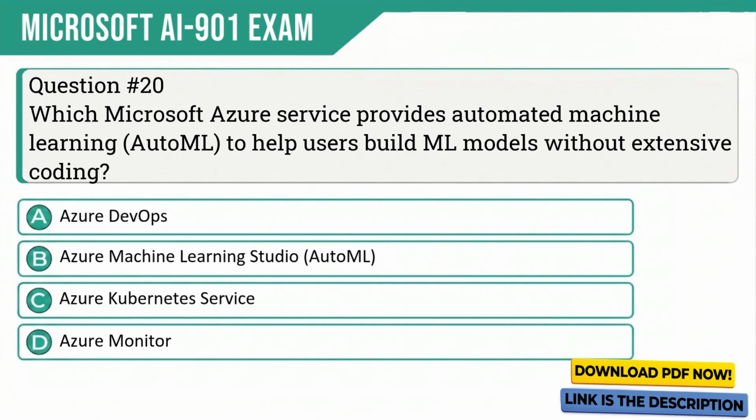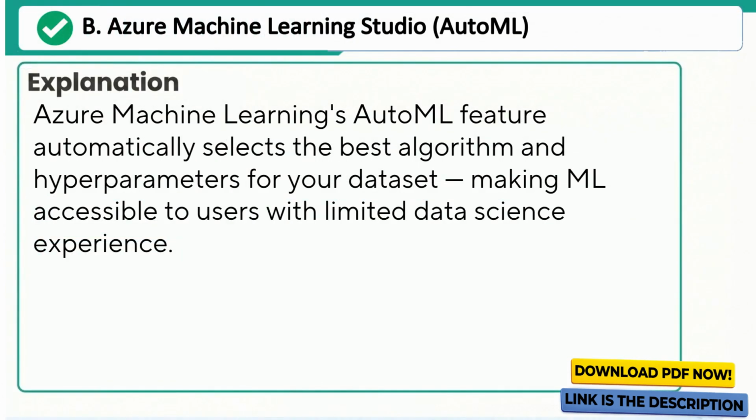Question number 20. Which Microsoft Azure service provides automated machine learning, AutoML, to help users build ML models without extensive coding? A. Azure DevOps. B. Azure Machine Learning Studio, AutoML. C. Azure Kubernetes Service. D. Azure Monitor. Correct answer, B. Azure Machine Learning Studio, AutoML. Explanation. Azure Machine Learning's AutoML feature automatically selects the best algorithm and hyperparameters for your dataset, making ML accessible to users with limited data science experience.